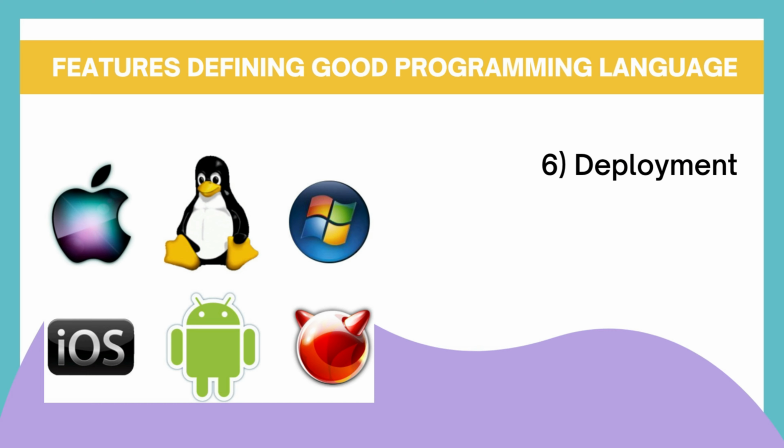Deployment. How easy a program can be deployed is also vital, along with the ability to deploy it on multiple platforms. For example, a program that runs on Windows might not be able to run on Mac OS. In such a case, it becomes important to ensure that the underlying programming language can cater to working on multiple platforms.